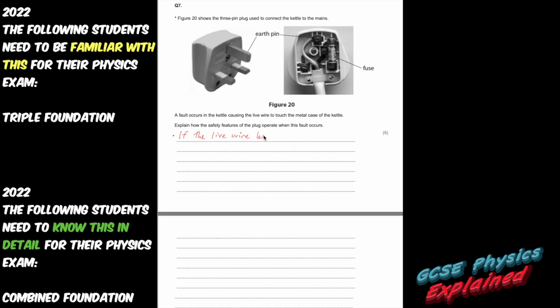If the live wire becomes loose and touches the metal casing of the kettle, this will cause a short circuit inside the kettle. So what that means is that there'll be much less resistance inside the kettle. Because there's less resistance, the current will increase. Because instead of the current going around a high resistance filament inside the kettle, the current will simply pass through the earth wire, which has got very low resistance.